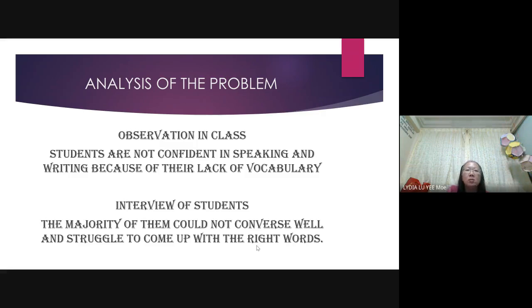Okay, so another way I analyzed was observation, just general observation in class. I could find that students are not confident in speaking and writing because of their lack of vocabulary. And I also interviewed a few students, and the majority of them could not converse well and struggled to come up with the right words when I was talking to them.